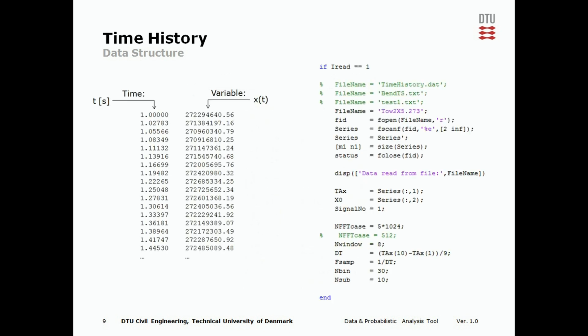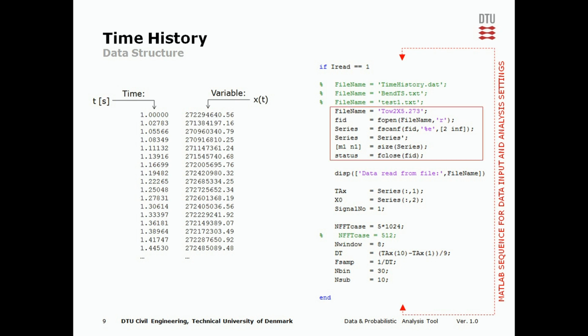So the sequence of reading data from an external file is given here as an example. It does start with opening the file. These are standard Matlab routines, and it reads a two-column file of infinite length, closes it and puts it on the work vector series. Further on, we need to assign the time axis to the vector tx, and x0 is the time history we are looking at.